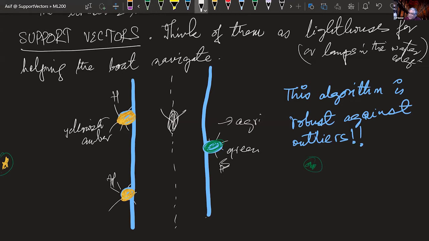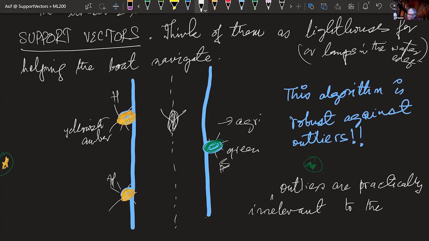As we can see, outliers are almost irrelevant, or practically irrelevant to the discovery, to the learning of the river path. In fact, it is the inline data that matters most. That is one startling observation.